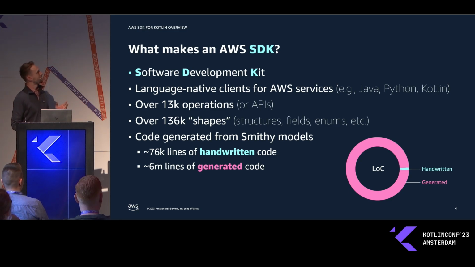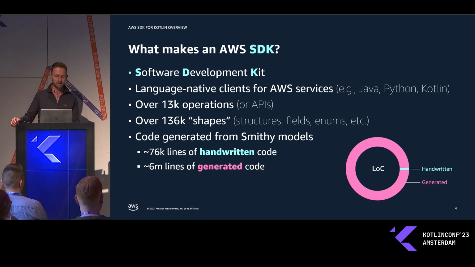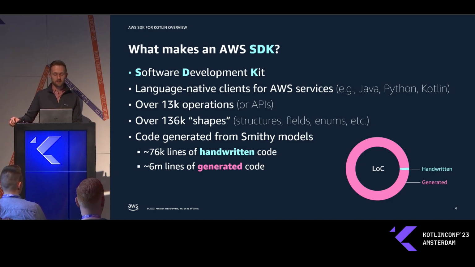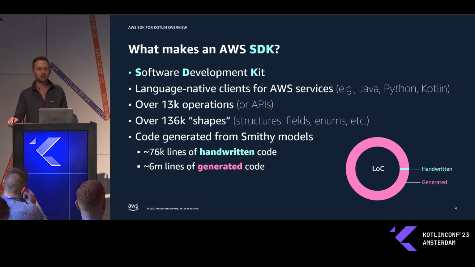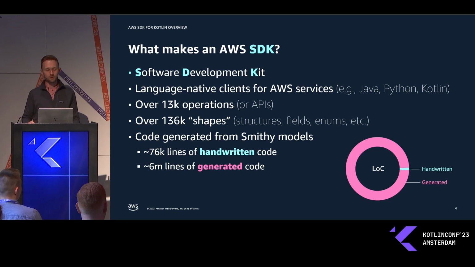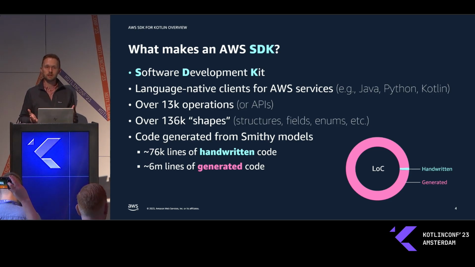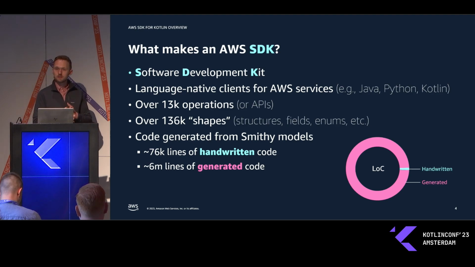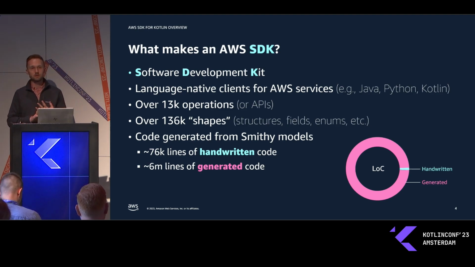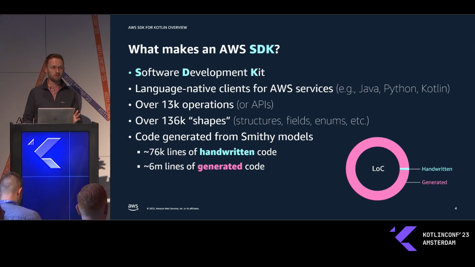All that is to say that the surface area for an AWS SDK is huge, and we don't handwrite most of the code that goes into them. Instead, we code generate the SDKs from Smithy models. Smithy is a service description framework and a set of code generation tools developed by AWS, open source and publicly available, that are used to describe each AWS service, each operation it supports, what kind of data it uses, so on and so forth, so that we can maintain large SDKs with relatively small teams. For example, the Kotlin SDK consists of about 76,000 lines of handwritten runtime code, and then about 6 million lines of generated code.